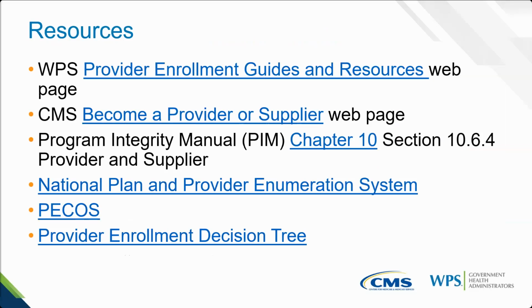This is the Program Integrity Manual. Chapter 10 inside that manual is the manual that oversees not only the requirements for providers when submitting applications, but also the requirements from the MAC side. So there's a lot of transparency, a lot of good information in there. 10.6.4 just provides some more detailed information.